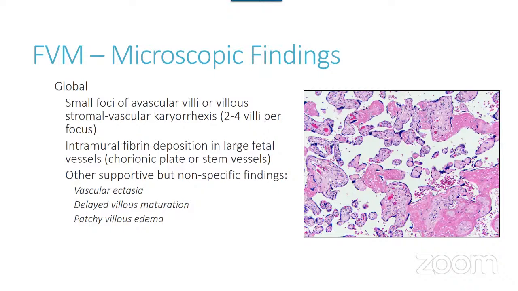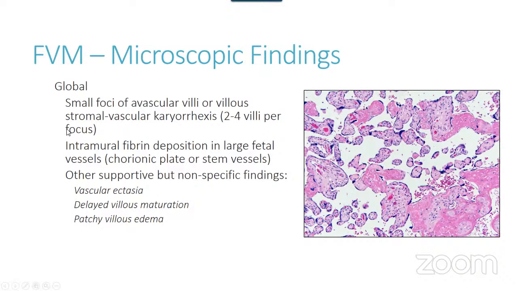Some other supportive but non-specific findings that you can see in association with global FVM include things like vascular ectasia, which is dilation of the vessel greater than 4 times its neighbor, delayed villus maturation, and patchy villus edema. The reason I put these together down here is because you can see all of these things without there being FVM. And I personally would not diagnose FVM with only 1 or 2 of these lesions alone.